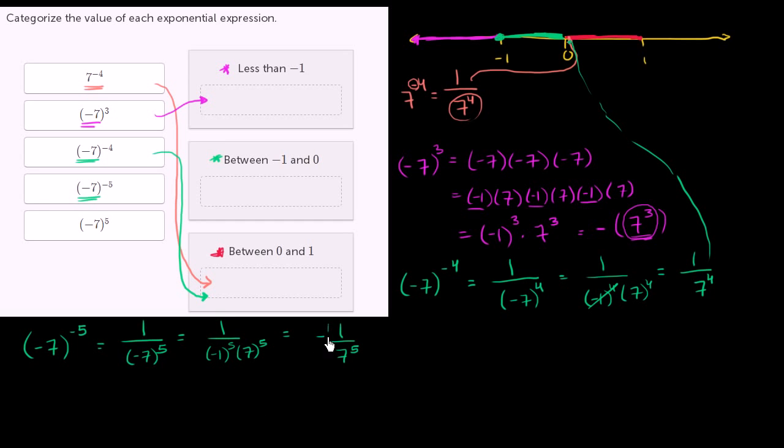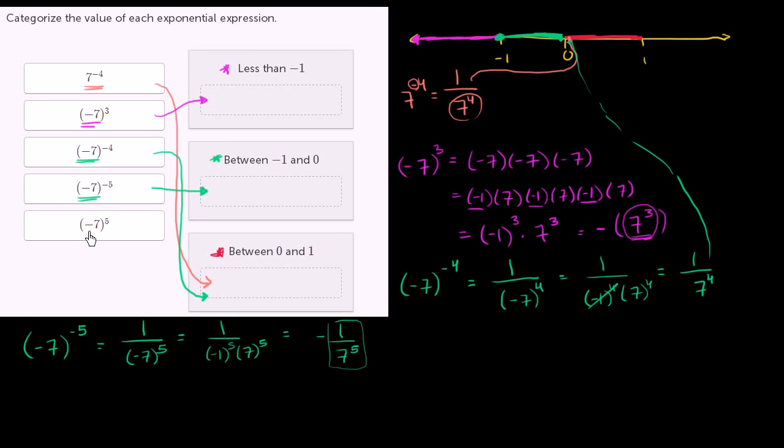So where is 1 over 7 to the 5th power? Well, that would be really close to 0. This would be positive. 1 over 7 to the 5th would be a very small positive number. But now we're taking the negative of that. So we're going to jump onto the other side of 0. So this is going to be between negative 1 and 0.